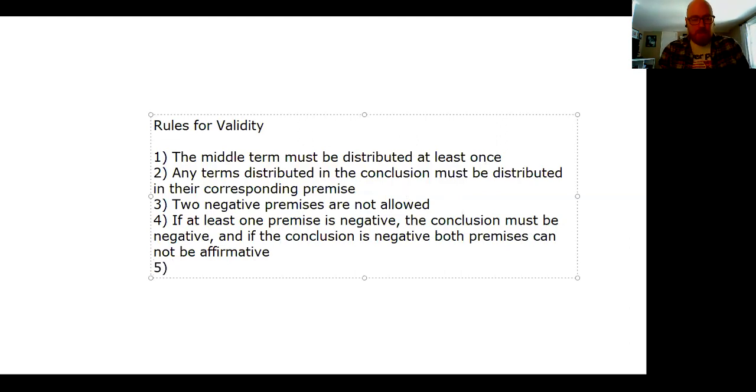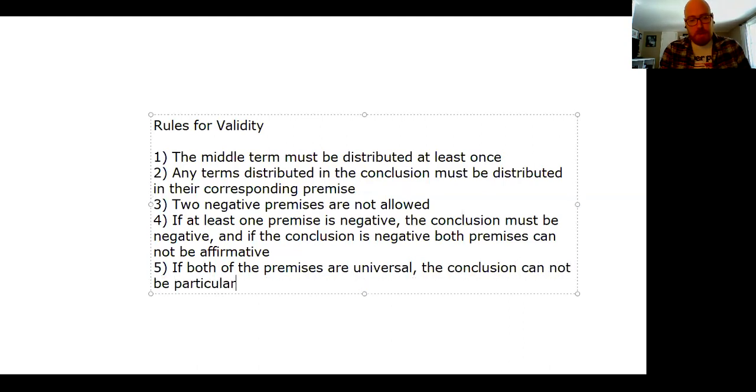Okay, now, and then rule 5 is that if both the premises are universal, the conclusion cannot be particular. So if both of the premises are universal, the conclusion cannot be particular. Okay, so this is what's known as the existential fallacy, right? Now, this rule applies to the Boolean or modern interpretation of logic here. Okay, so this rule varies in traditional logic.